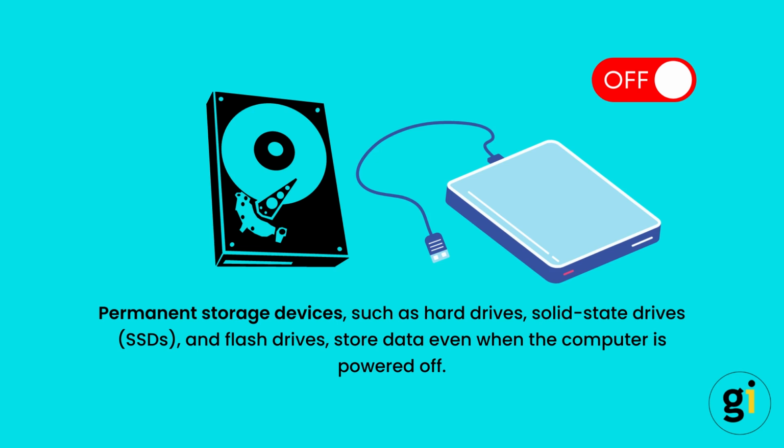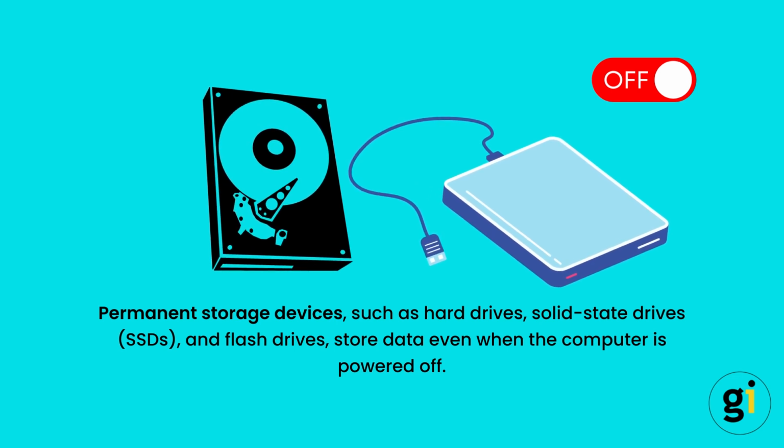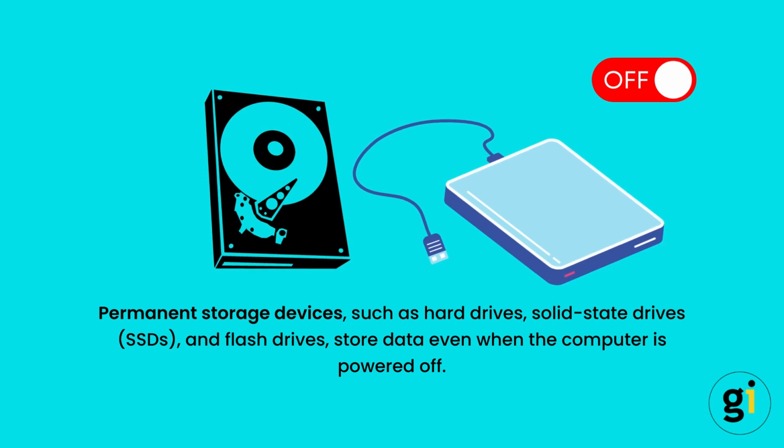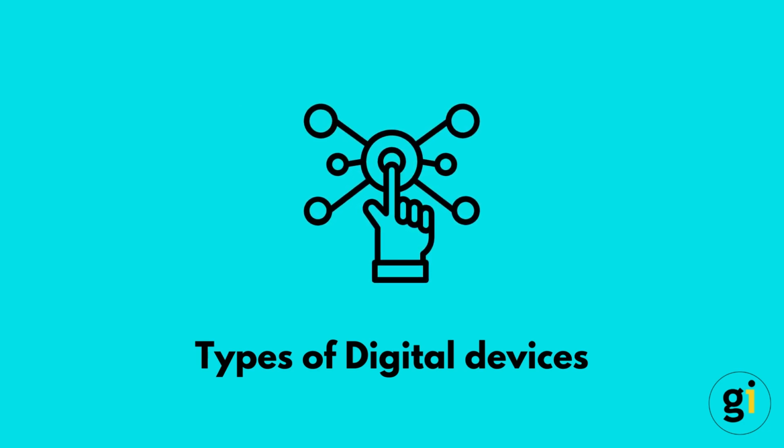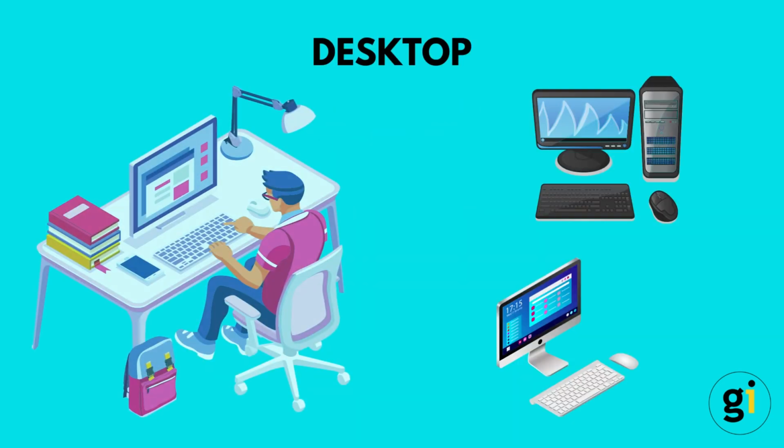Permanent storage devices, such as hard drives, solid-state drives (SSDs), and flash drives, store data even when the computer is powered off. They offer larger storage capacities but have different characteristics in terms of speed and durability. Digital devices come in various forms, each serving a specific purpose. Let's take a closer look at the most common types.